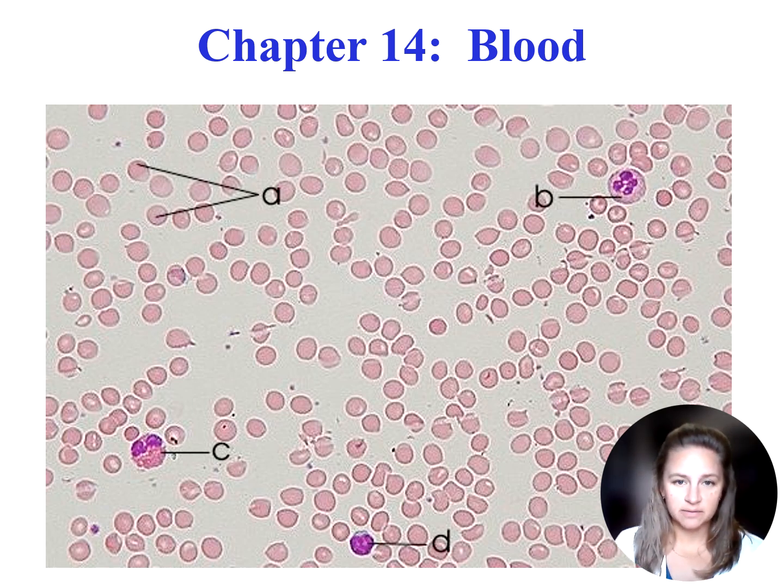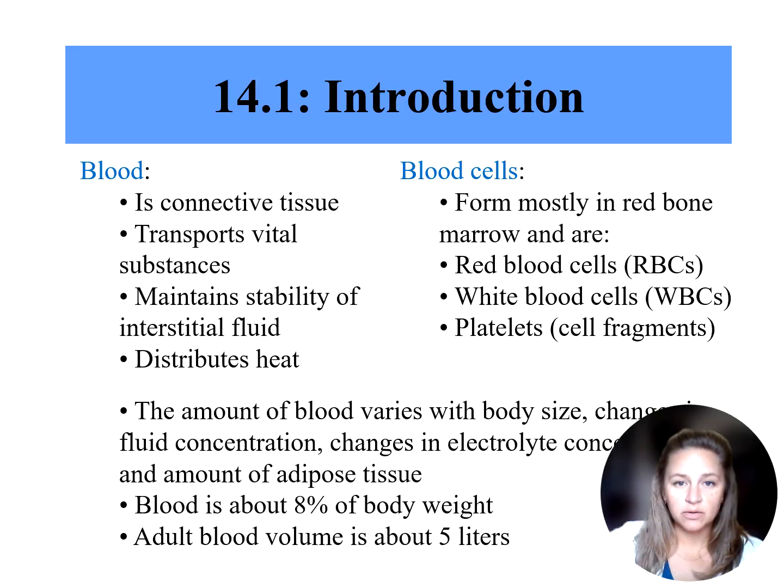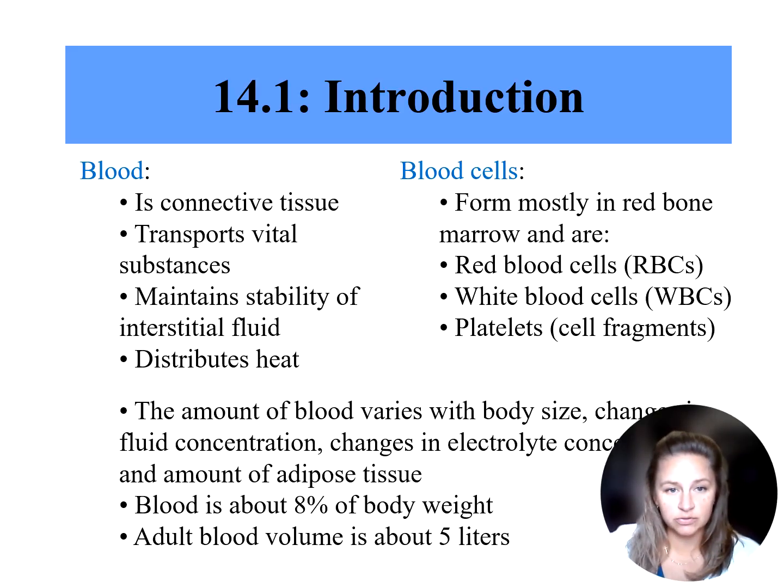Okay, so our next topic to discuss is blood. Blood is a connective tissue, and it's important to transport vital substances through our body. We are going to learn about the different components of blood. It is important to regulate homeostasis. It's also important to distribute heat.